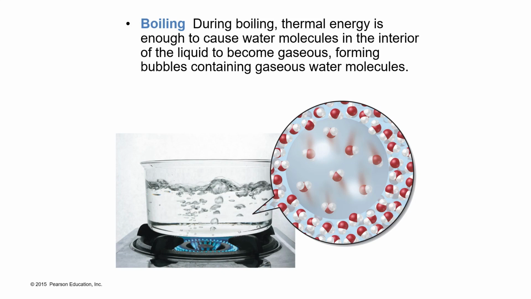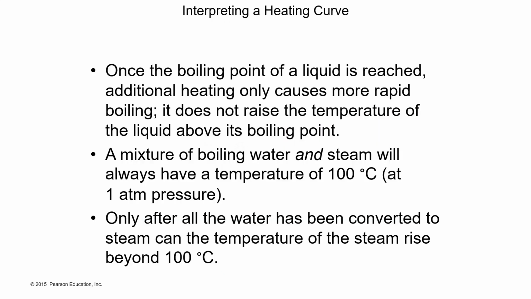Boiling. During boiling, thermal energy is enough to cause water molecules in the interior of the liquid to become gaseous, forming bubbles containing gaseous water molecules. Once the boiling point of a liquid is reached, additional heating only causes more rapid boiling. It does not raise the temperature of the liquid beyond its boiling point. A mixture of boiling water and steam will always have a temperature of 100 degrees Celsius. Only after all the water has been converted to steam can the temperature of the steam rise beyond 100 degrees Celsius.